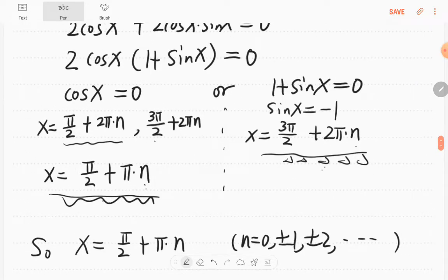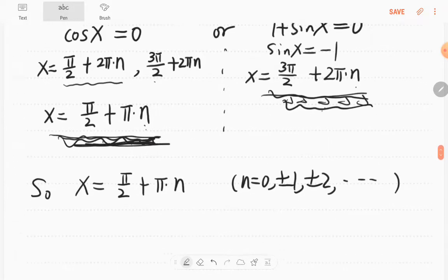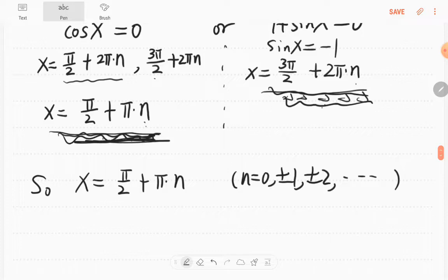The reason is this angle has the terminal side on the y-axis, positive or negative, right? And this one is just the negative part of the y-axis. So actually this one includes this one, okay? So you can combine them together to get this solution.